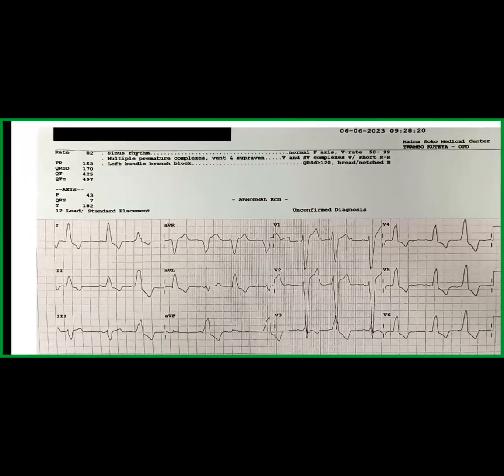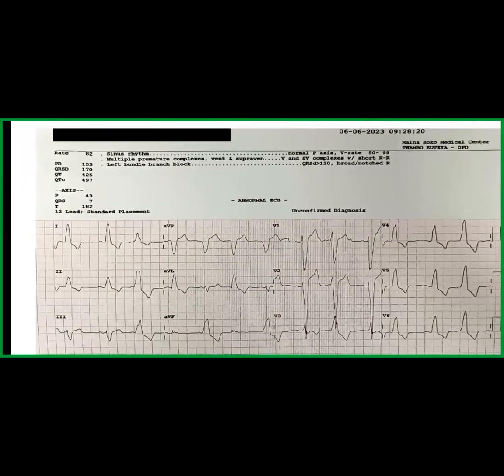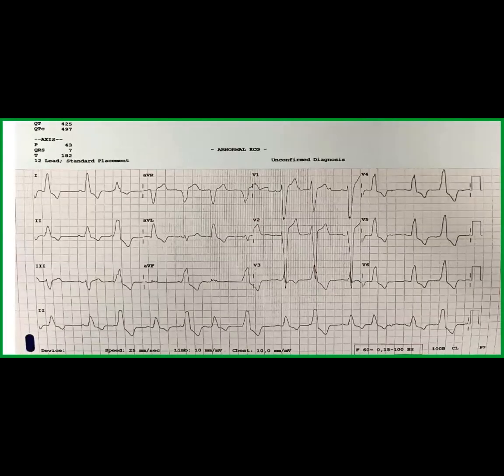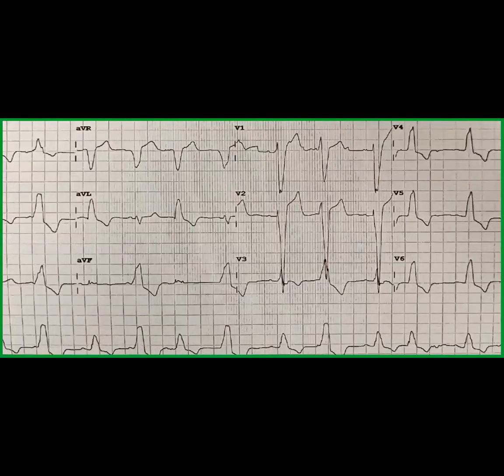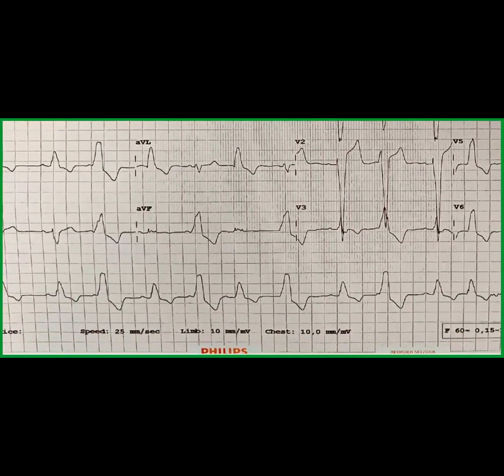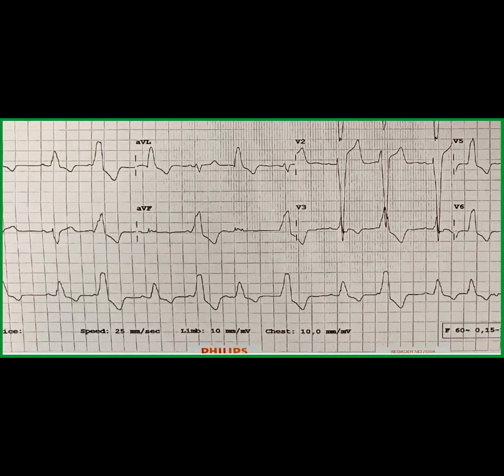Another thing that we're able to see here is the absence of Q waves. There is no negative deflection at the beginning. No Q waves are seen in this ECG tracing. We are also able to notice how it takes a longer time for the QRS complex to reach its peak R wave time.